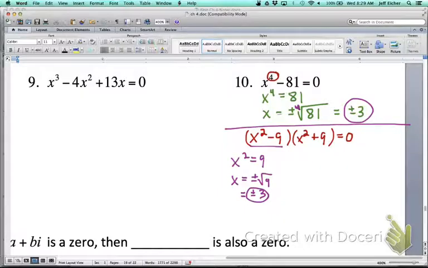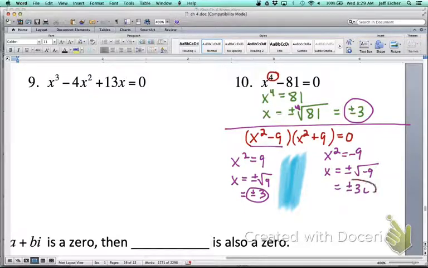The ones that I missed, however, were this second piece, this little dividing line, where I have x squared equals negative 9, x equals plus or minus the square root of negative 9, which would be plus or minus 3i. Those are the ones that I couldn't observe by the first approach that I used. So notice now I have 4 solutions. I have 2 real number solutions, and I have 2 imaginary number solutions. So I found all 4.